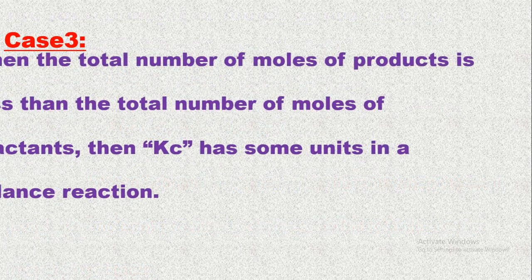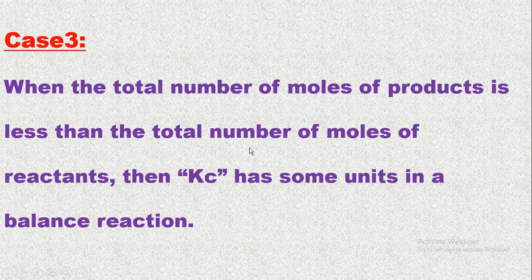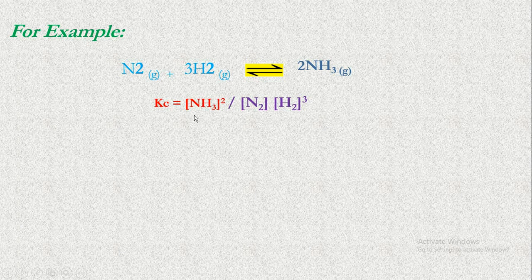In case number 3, if the number of moles of product is less than the number of reactant, then the Kc will have a unit, as it was in case number 2. For example, we have a reaction which is the production of ammonia gas. In this reaction, the reacting nitrogen and hydrogen sum up to 4 mole, whereas the product ammonia gas comprises 2 mole. So Kc for this reaction is written as product ammonia, in 2 mole form, divided by the reactant nitrogen and hydrogen, 1 plus 3 mole.